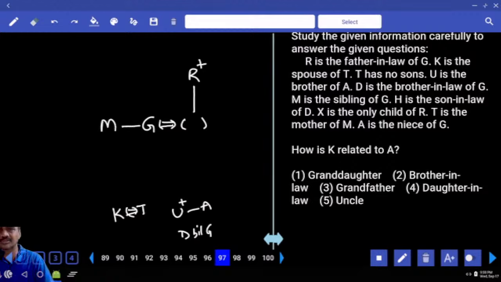Can you take M at this place or not? Sibling of G. H is the son-in-law of D, that is, D's daughter's husband. Who is that one? H.